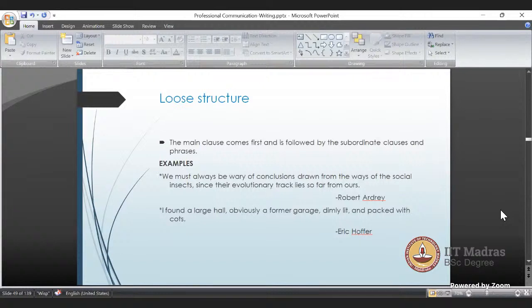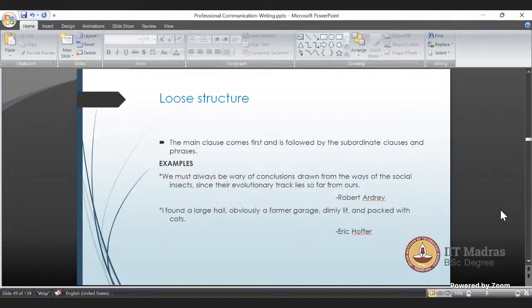Okay. Now, with respect to style, it also means we are more concerned about the style and what it means here than how it is arranged. So, based on how a loose structure looks, the second part, since their evolutionary track lies so far from ours, with its very placement in the last part of the sentence, tells you that this is the lesser important part. Okay. The main idea that was supposed to go to the reader was the first part in the main clause, that we should be wary of conclusions drawn from the ways of social insects. The second part is lesser important and so takes up the subordinate clause.